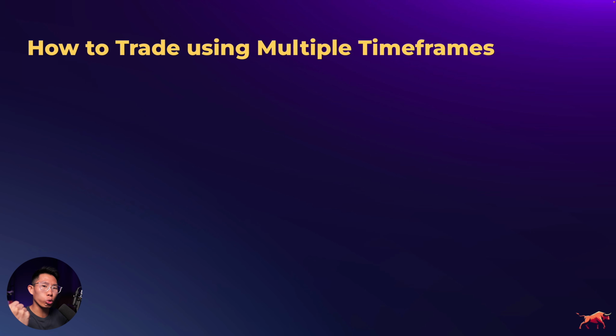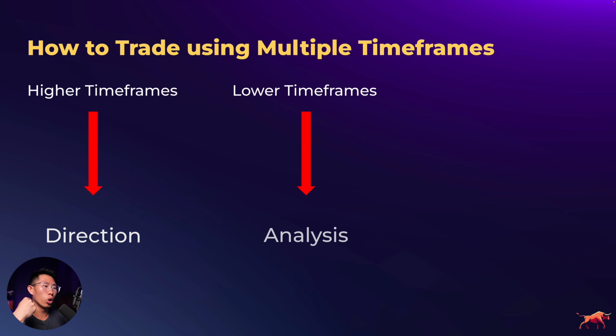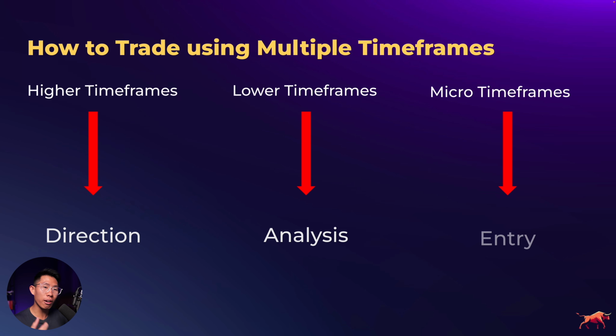Now let's talk about how to trade using multiple time frames. For the higher time frames, you're going to use it to look for the trend direction, right? This is your directional time frame to see the overall trend direction of the market, whether it's bullish or bearish. And then for the lower time frames, you're going to use it to analyze the charts and mark up your charts so that you can determine the best entry points. And for the micro time frames, the smaller time frames, you're going to use it to look for your entry confirmation for you to enter the trade.